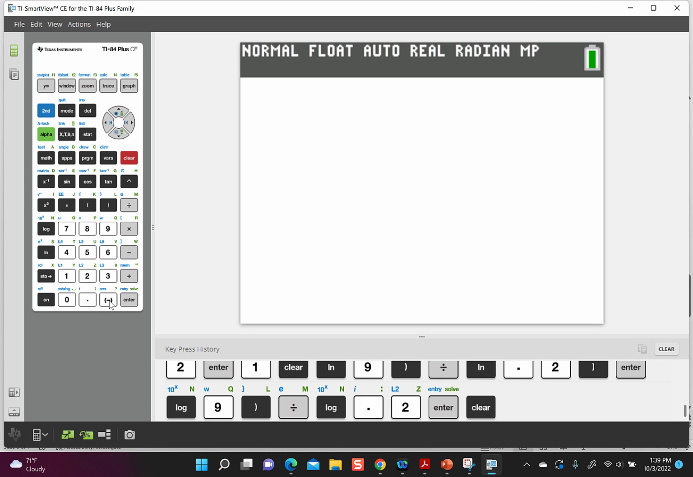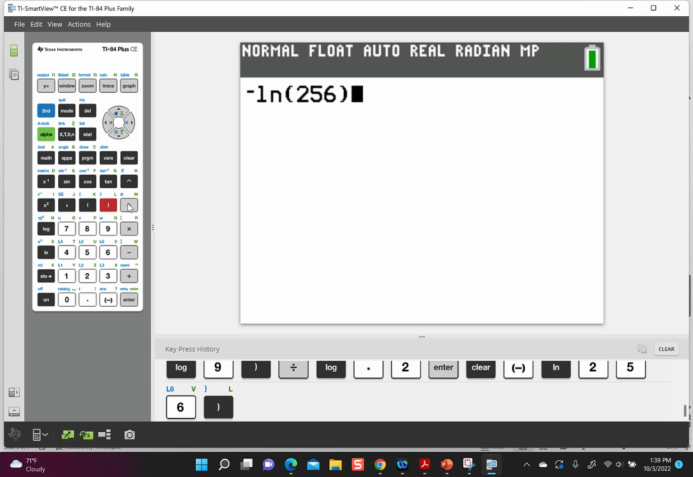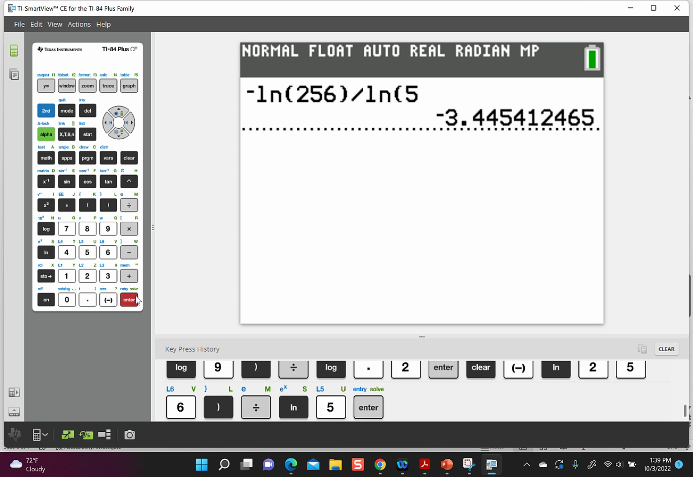So I'm going to put a negative because I need to have that in there. And then remember we had the natural log of 256, and then I divide by the natural log of 5. And it says it's about negative 3.445.